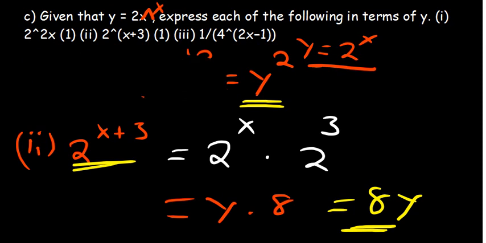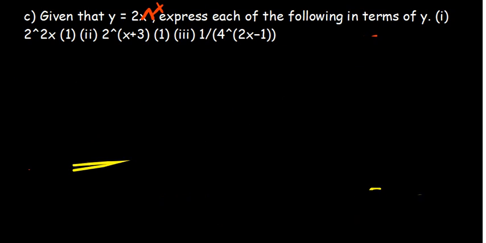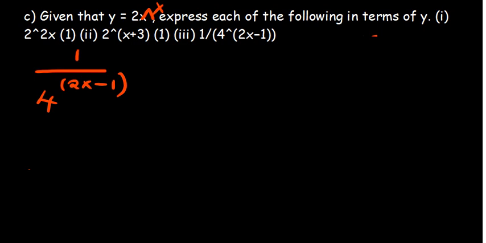We can now move to the last one. We see the way it's going to come out. So we basically have 1 over 4 raised to the power 2x minus 1. We want to express it in terms of y. Remember what we are saying for our y: y is equivalent to 2 to the power x. That's what we know. So let's try to express it now. What do we get to have now? So we have 1 over.